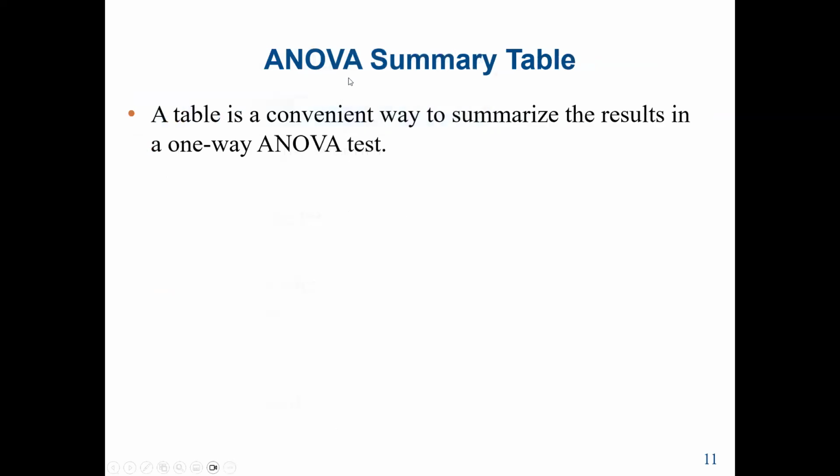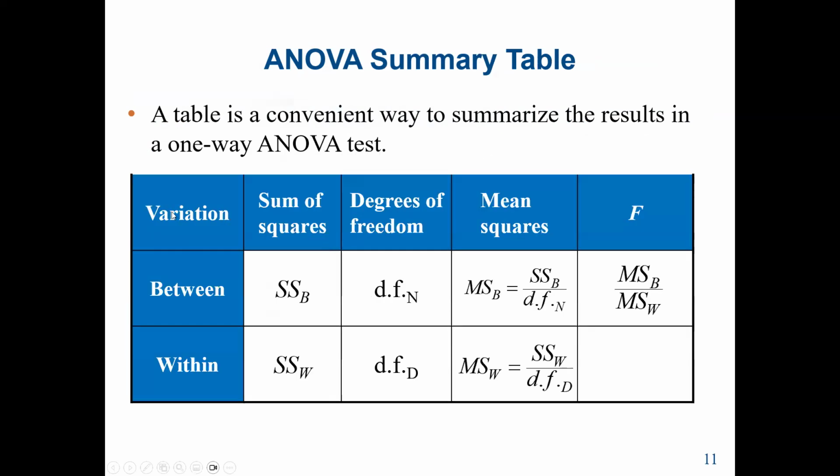Next we have the ANOVA summary table. A table is a convenient way to summarize the results of a one-way ANOVA test. Here we have the variation, sum of squares, degrees of freedom, mean square, and the F. Between is the first row, within is the second row. For between, we need SSB and the DFN. To find MSB, it will be SSB divided by DFN. For within, we find the SSW, then the degrees of freedom for the denominator, DFD. So MSW will be SSW over DFD. Then we can find the F, which is MSB over MSW.